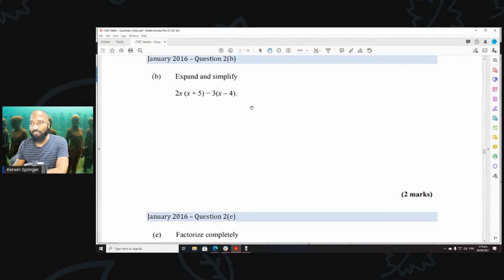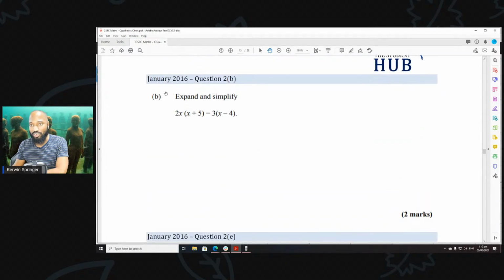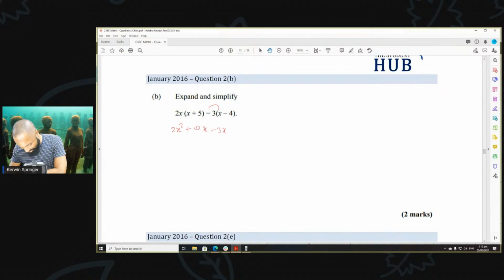What page are you seeing there? Page 15, boy. We passed halfway now. Expand and simplify, no problem. 2x squared plus 10x, and then minus 3x. Wait. This is like the reversal, minus 12. No problems. Zero problems. 2x squared plus 7x minus 12, right? No, plus 12. Negative 3 by negative 4 is positive.